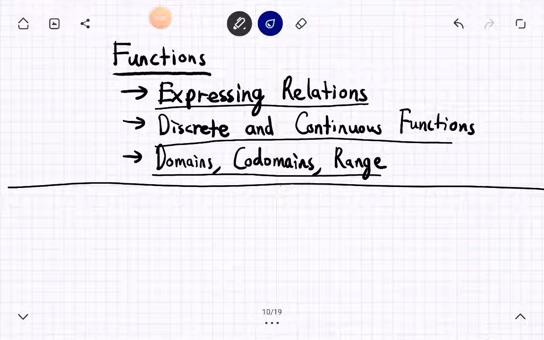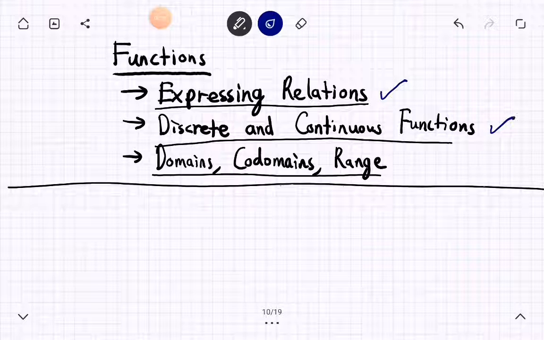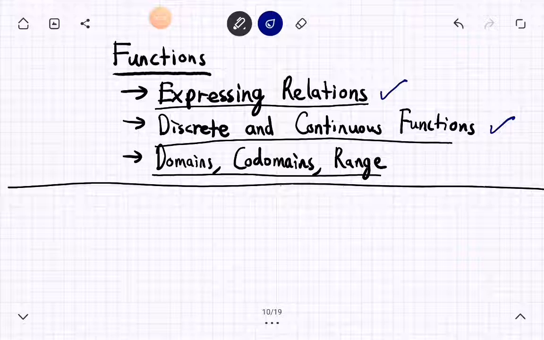We're talking about functions. And so today we're going to do two things. We're going to talk about how we can express relations, different ways of writing or drawing a relation. And then discrete and continuous functions, what these kinds of functions are and the difference between the two. And then domains, codomains, and range, we are not going to do it today.